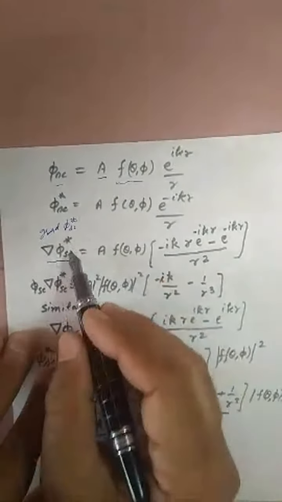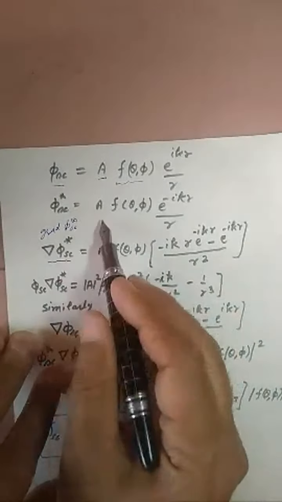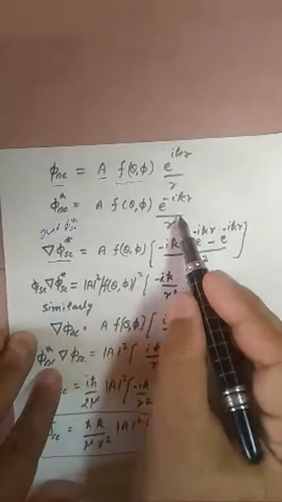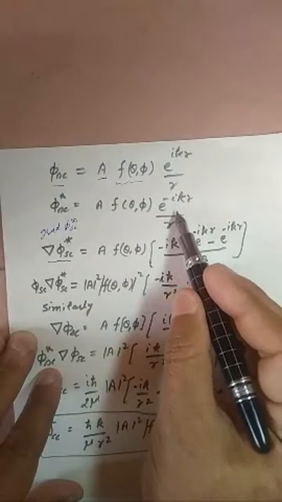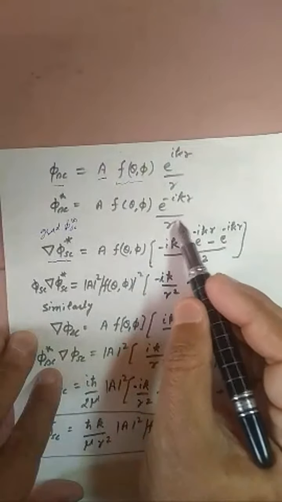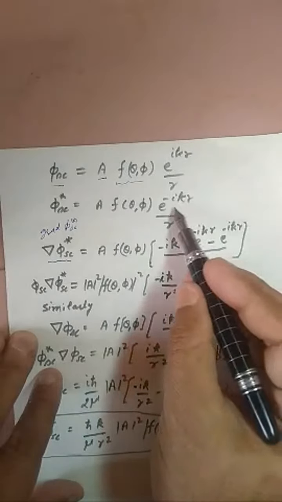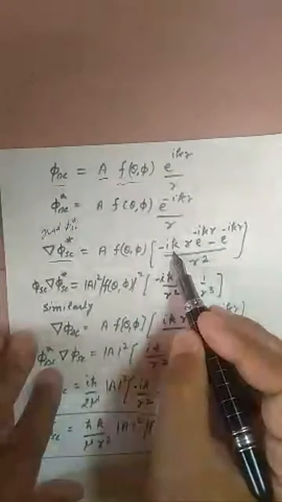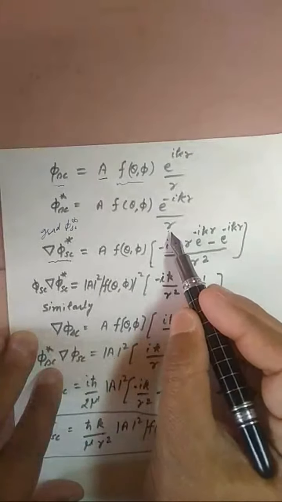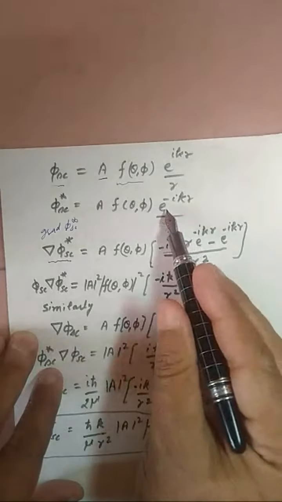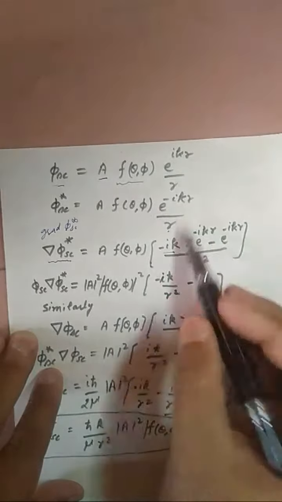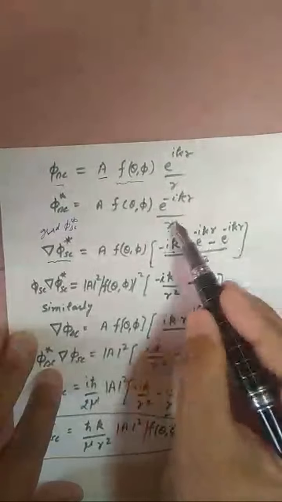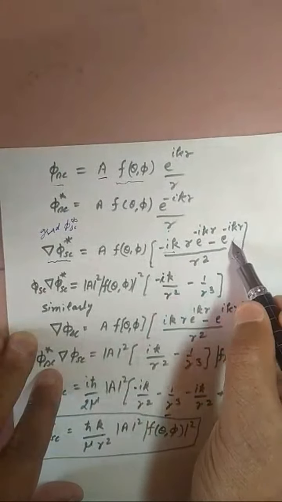So if we take the gradient of this, A and f of theta do not depend upon r. So here this is a function which I can write as u and v, the formula which we use in differentiation. The differentiation of e to the iota kr comes out to iota k, and we write r in the denominator as it is, into e to the iota kr, minus the same function and the derivative of r. The derivative of r is 1 here.